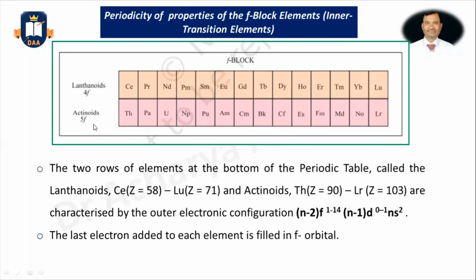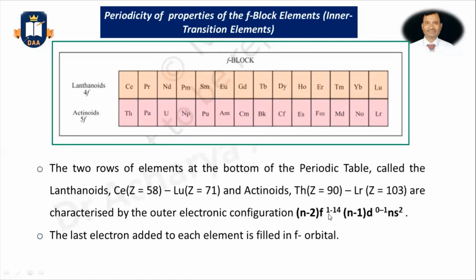And these two series are characterized by the common outer shell electron configuration (n-2)f 1 to 14, (n-1)d 0 to 1, and ns2. That means for Ce, the electron is f1, f2, f3, f4, and up to f14. For the actinides it is also the same thing. Only the principal quantum number n will be different.